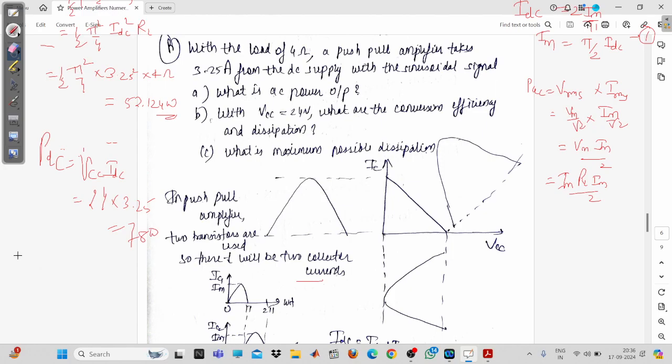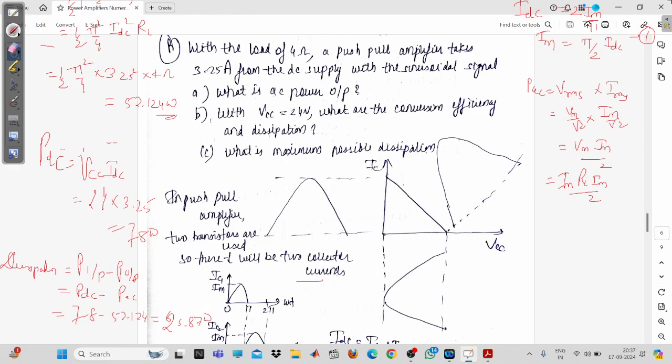So dissipation means what? Dissipation means power loss, right? So power loss will be equals to what? Input power minus output power. Now what is the input power? Input power is PDC and output power is PAC. So 78 minus 52.124, that will be your dissipation. So this is around how much? 25.87 watt after doing the subtraction here.